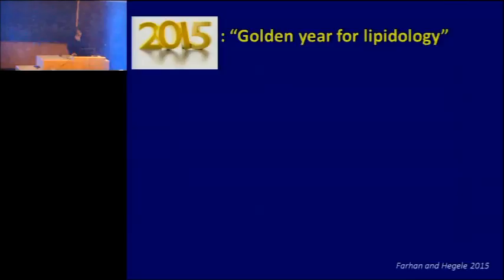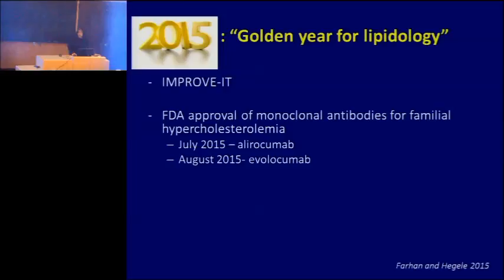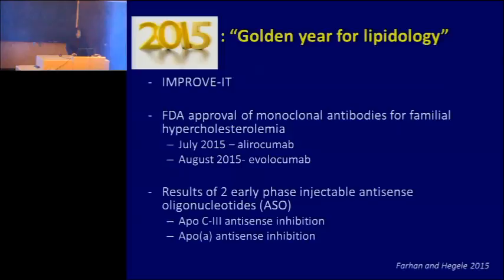So the results of the IMPROVE-IT trial were published in June of 2015. The FDA approved two monoclonal antibodies for the treatment of genetic hypercholesterolemia. Alirocumab and evolocumab are the two monoclonal antibodies that are now approved. And the results of two early phase injectable antisense oligonucleotides were published also. And these involved antisense inhibition of APOC3 and APOa.